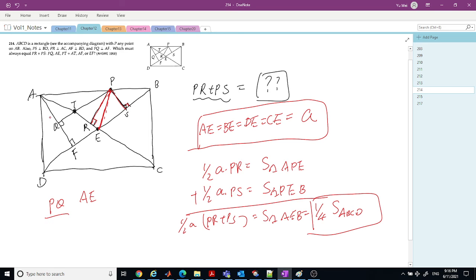Let's see, half of the AE times AE square. No, right? AE is A, right? Half of the A times A, right? It doesn't work. So AE, no. PQ, no.